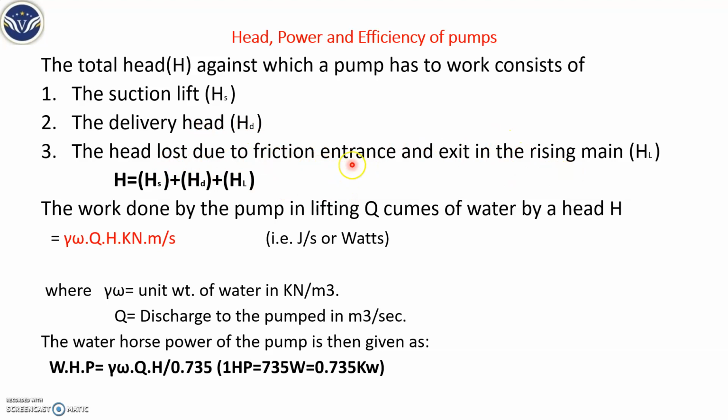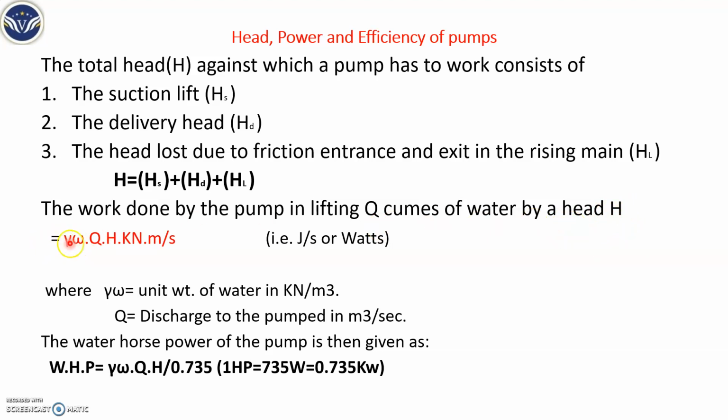Losses may be due to entry and exit. So H is equal to what? H equals HS plus HD plus HL. You can see this in your EH book also. Now the work done by the pump will be in terms of lifting of water. That will be in terms of quantity, that is Q, in cubic meters, with respect to a certain head H.